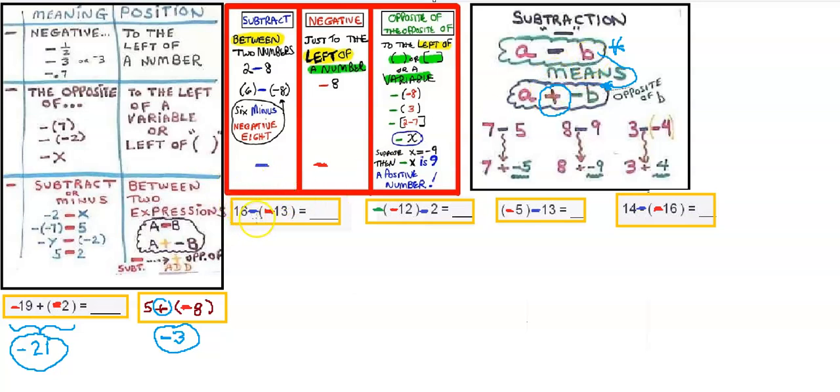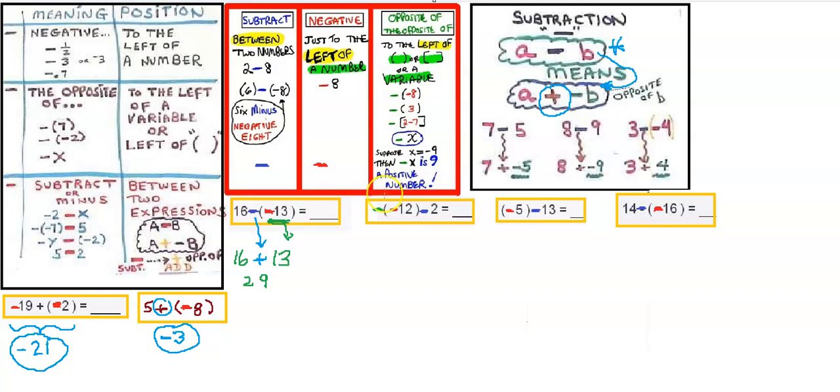So here we have a subtraction symbol. We're going to change it to add, and now we want to take the opposite of this number right here. The opposite of that is positive 13. And now it becomes a simple addition problem, and we get 29.